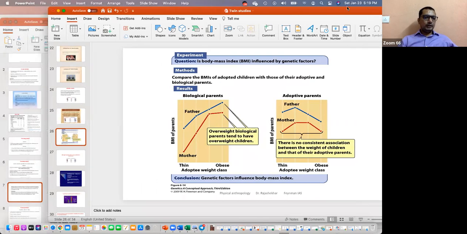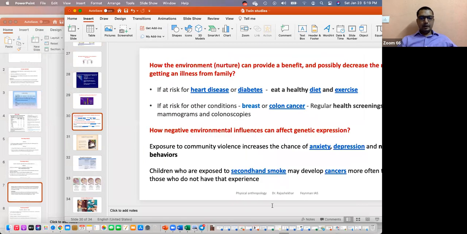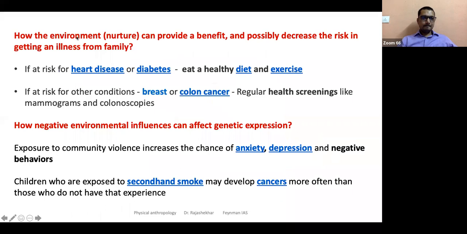So did you see any use or any importance of these studies? What is the use of twin studies? How the environment or nurture can provide a benefit and possibly decrease the risk of getting an illness from a family. So if you know that environment is playing a role or genetics is playing a role, does our approach towards dealing with the disease change? This is understanding the importance of twin studies. We talked about the examples, the co-twin control method along with twin studies. We also understood the uses and the problems, limitations. But what is the significance of this?